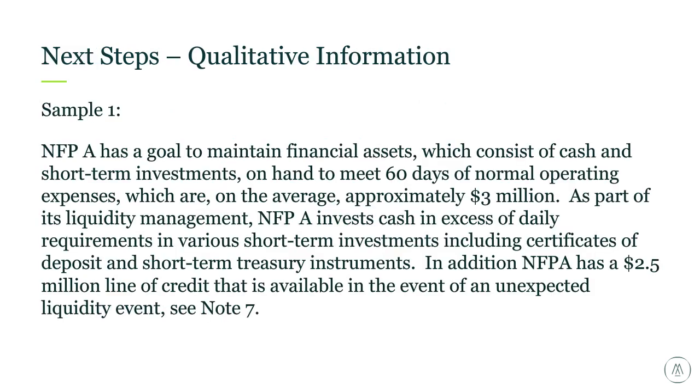Here's an example of what you might include regarding qualitative information. In this footnote, it states specifically that the not-for-profit has a goal to maintain financial assets, which consist of cash and short-term investments on hand, to meet 60 days of normal operating expenses, which are on average approximately $3 million. As part of its liquidity management, Not-for-profit A invests cash in excess of daily requirements in various short-term investments, including certificates of deposit and short-term treasury instruments. In addition, Not-for-profit A has a $2.5 million line of credit that is available in the event of an unexpected liquidity event.